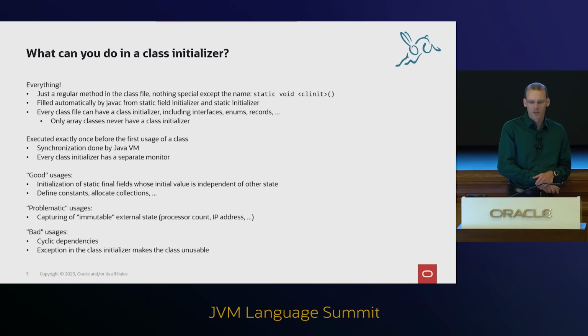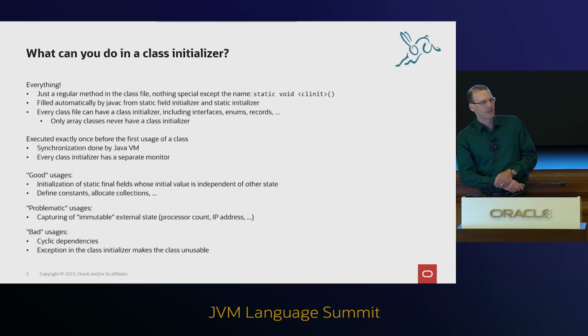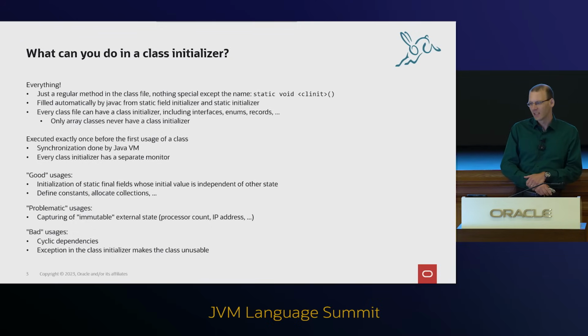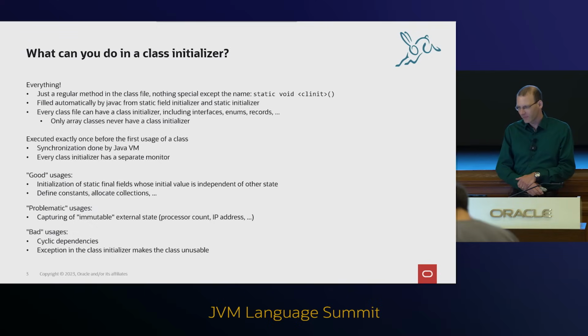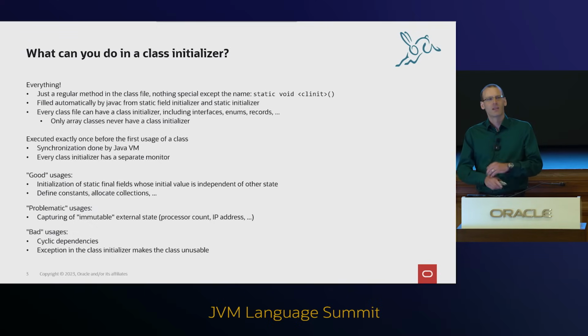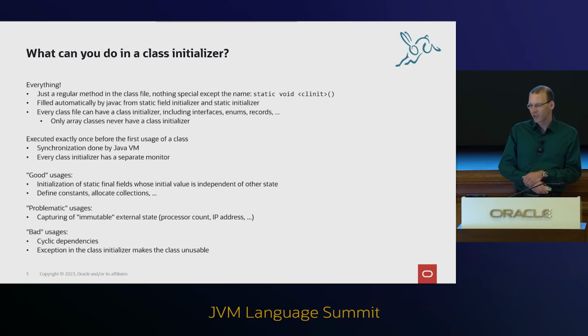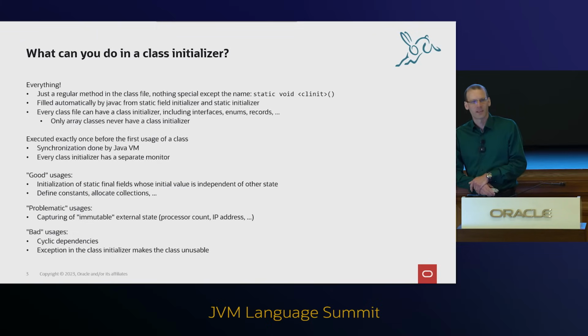So what can you do in a class initializer? The simple answer to that is everything. Because a class initializer is just a method with the special name <clinit> in these funny brackets. Javac creates it, and the JVM executes it before the first time a class is used. Every class can have a class initializer, and unfortunately, everything, including interfaces, enums, records. The only good news is arrays don't have a class initializer, so I don't need to mention arrays for the rest of this talk.